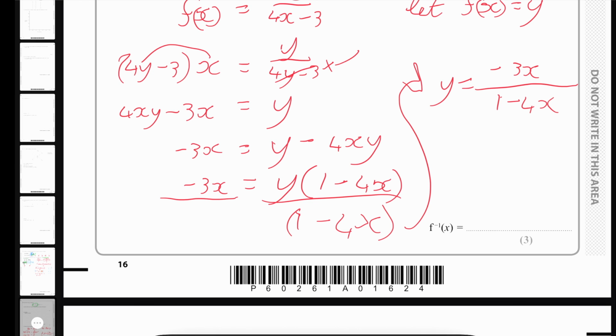And you've got two different options that you can use. You could also take the negative 1 out, or the negative sign out, which would leave 3x over 4x minus 1. But either way, you're going to write that final answer with the form f to the power of negative 1 x on that line.